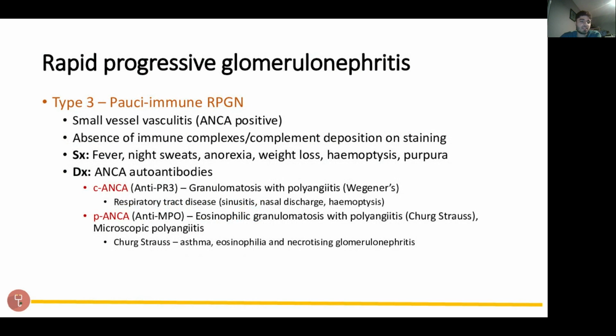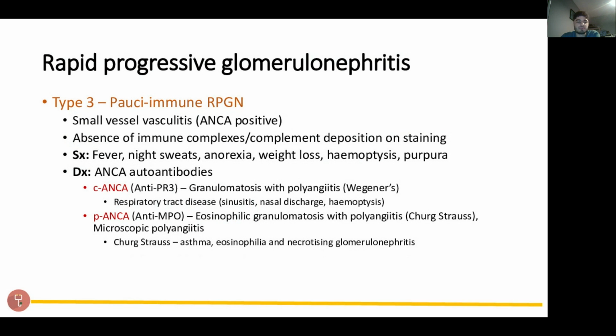The last one is pauci-immune rapidly progressive glomerulonephritis, so small vessel vasculitis, and these are going to be your ANCA positive things. So it's going to be your granulomatosis with polyangiitis, or your EGPA, eosinophilic granulomatosis with polyangiitis. Anti-MPO is also an important antibody alongside ANCA. That's typically positive in microscopic polyangiitis.